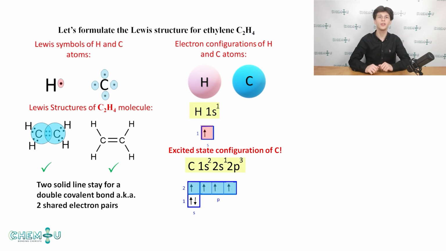Now the electron configurations of carbon and hydrogen atoms are shown on the screen. If the carbon atom is in the excited state, we can get this electron configuration, where the carbon atom has 4 unpaired electrons. They are highlighted in blue in the Lewis symbol and electron configuration. So the Lewis symbols of these atoms are quite trivial and are shown on the left-hand side right now. Finally, we get our Lewis structure of ethylene, which is located at the bottom.